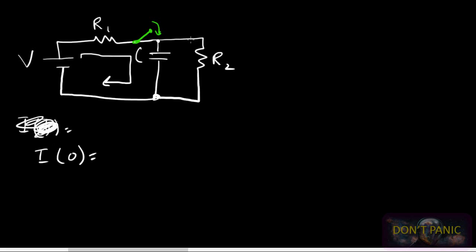Because the capacitor is not charged, it is a short circuit, so all the current goes through this shorted branch. So the current is going to be V divided by R1. It's like the R2 is not even here. Then slowly the capacitor is going to start getting charged, and eventually after it's totally charged up, it's not going to allow any current to flow through it. It's going to block the current.